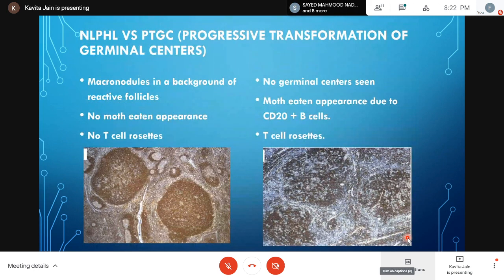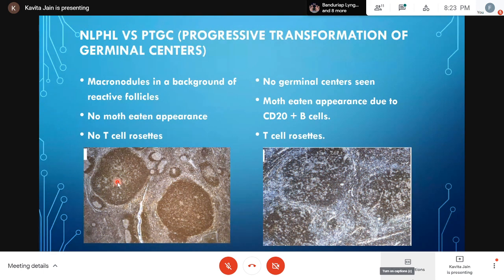Now, the very close differential to NLPHL is PTGC. Whenever you have NLPHL, definitely there is some discussion on progressive transformation of germinal centers. It is said to be an early phase where PTGC can be converted into NLPHL.